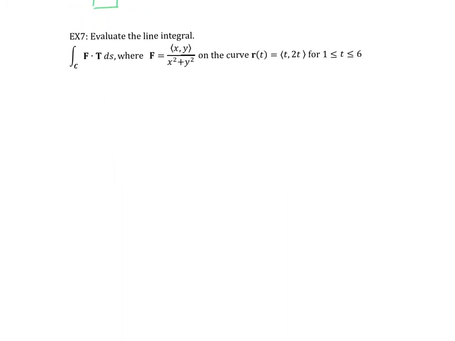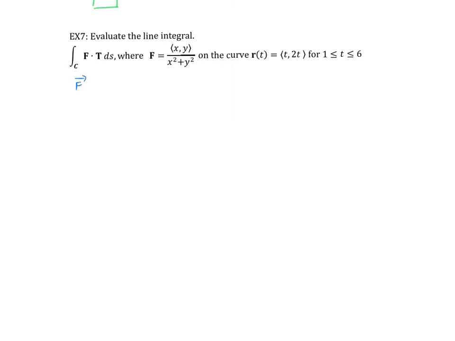And we'll do another example. Example 7. We want to evaluate the line integral. We have our vector field, which is the vector xy over x squared plus y squared. And we have our curve r of t, which is t comma 2t. Our t values are going to go from 1 to 6.